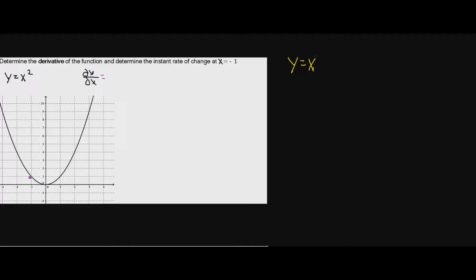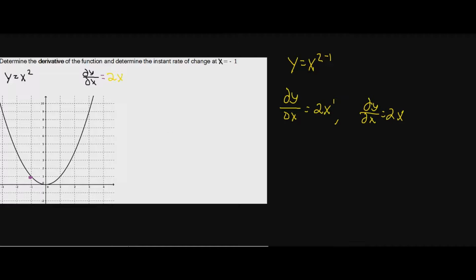Okay, y is equal to x squared. Well, dy/dx, to determine the instant speed or derivative, you bring the 2 down, and then you subtract 1, and you just get 1. So dy/dx is equal to 2x. We just did that problem up above.